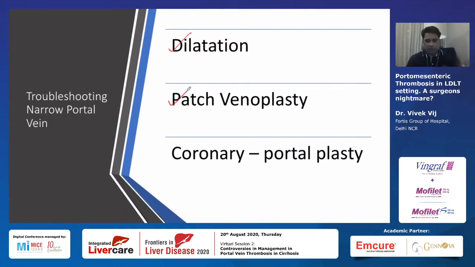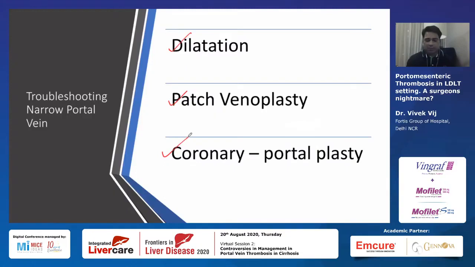Patch venoplasty, you can take any patch, you can transect the anterior wall of the portal vein, put a patch of the vein here, make it bigger. Sometimes when you make it bigger, the portal flow increases significantly, and you also do coronary portal plasty.